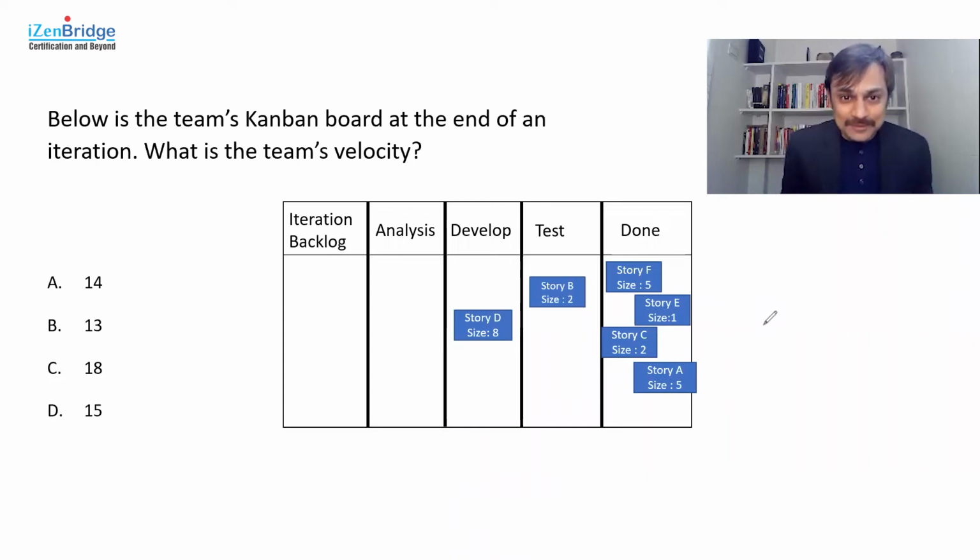Below is the team's Kanban board. At the end of an iteration, what is the team's velocity? Calculate the velocity based on what you see on the Kanban board.